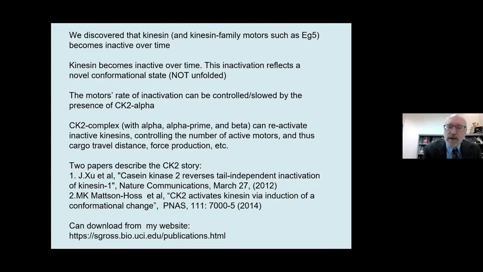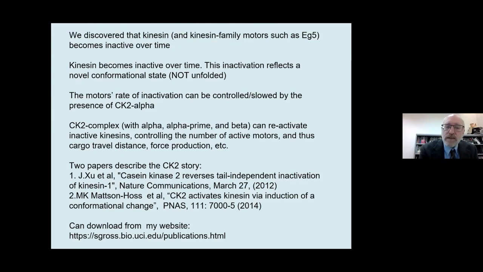And what's interesting about all of this is that the rate of the motor's inactivation, the rate of transitioning into this sort of stable, low energy inactive state, can be controlled. And what that means is it is slowed by the presence of CK2 alpha.